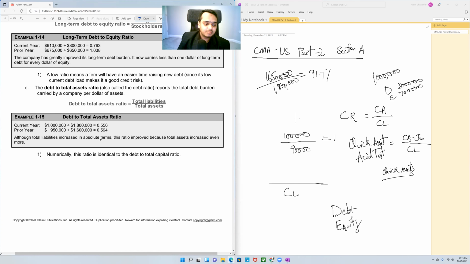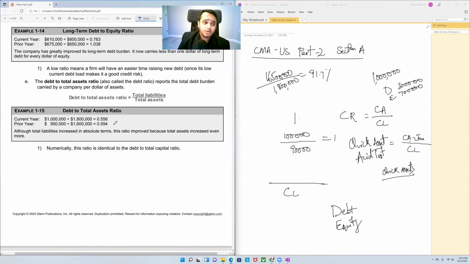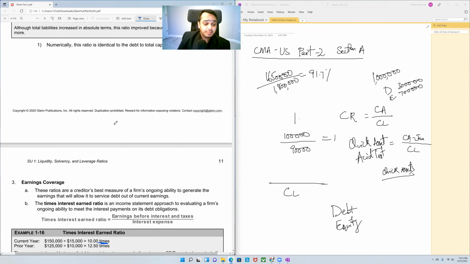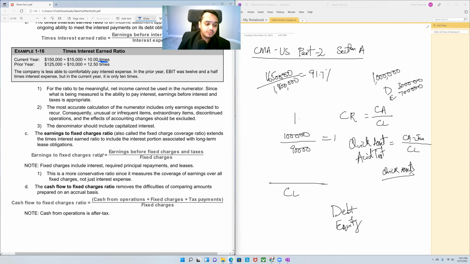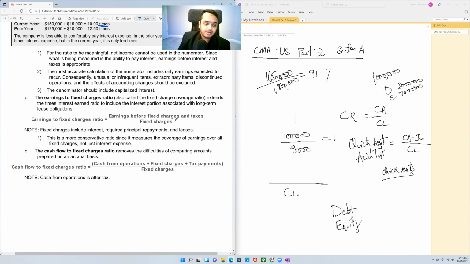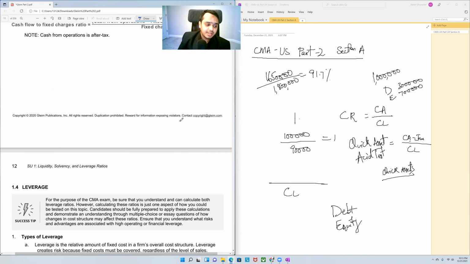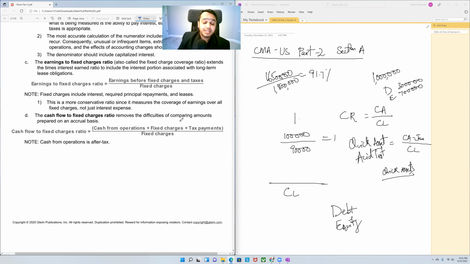Previously, you see there's no times, or there's just a ratio, 1 point or 0 point something. But here it is how many times you're able to do it. Like the earnings to fixed charges ratio, earnings divided by fixed charges, how many times you're able to cover these fixed charges? Again, here comes times.